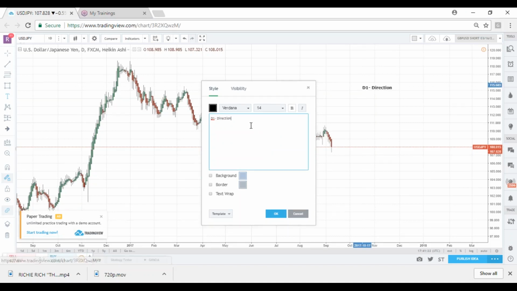The second time frame is the H4. The H4 time frame is used for momentum. Then we use the H1 to find our take profit and stop loss. And finally, the M15 or the 15-minute chart is used for our entries.